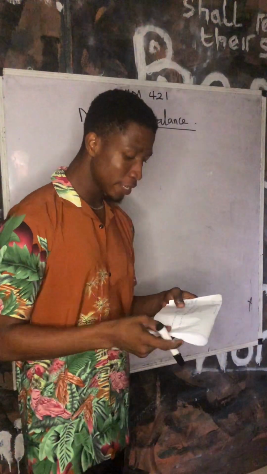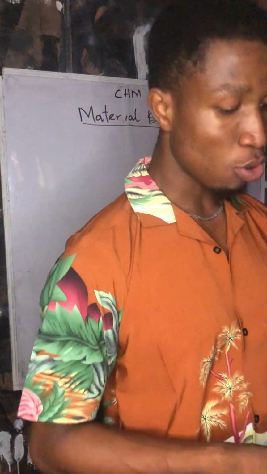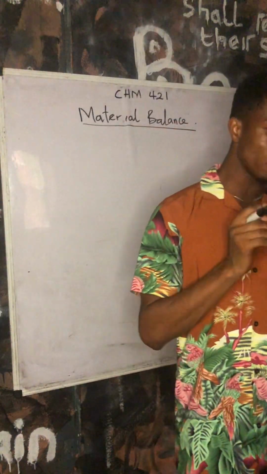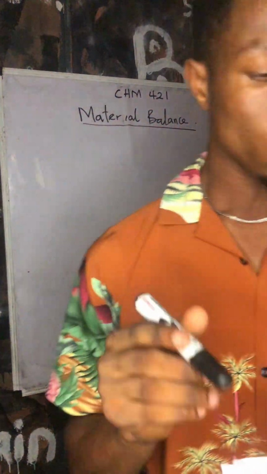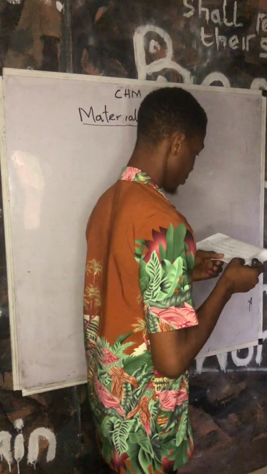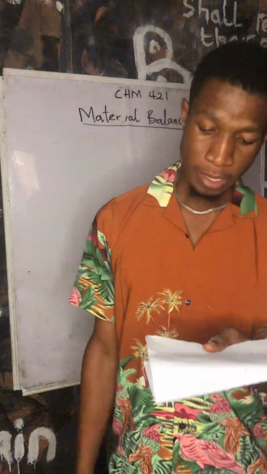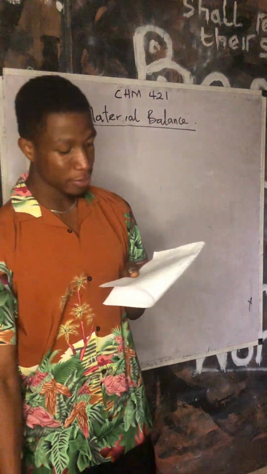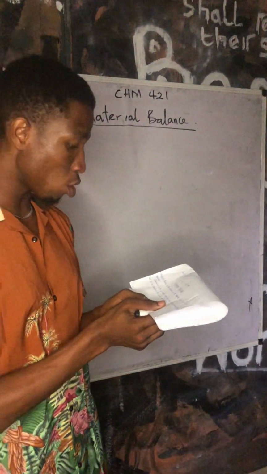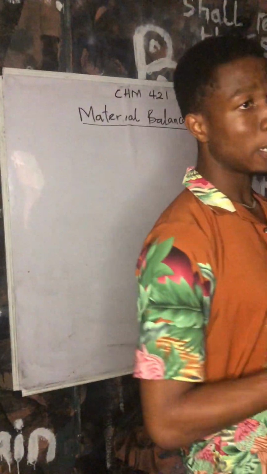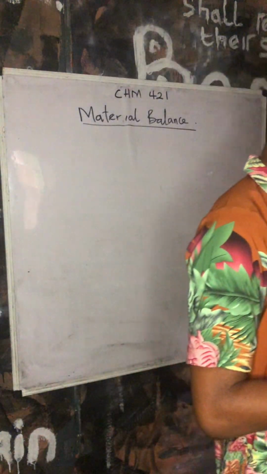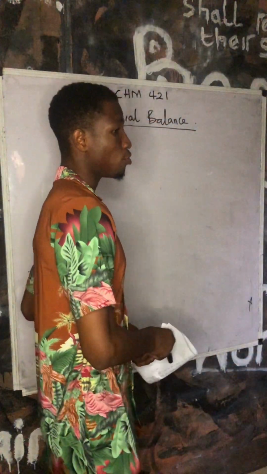Material balance is the application of the conservation of law of mass to unit operation. Now, what is the conservation of law of mass, or better still, law of matter? The conservation of law of mass states that matter can neither be created nor destroyed, but can be converted or transferred from one form to another.